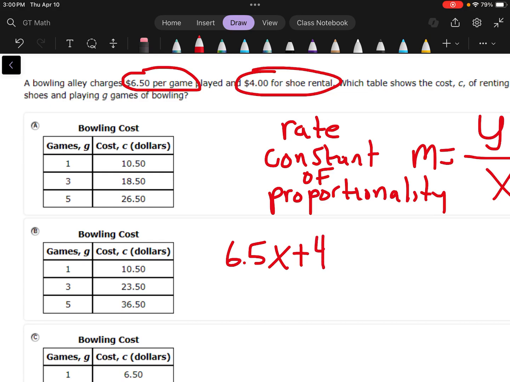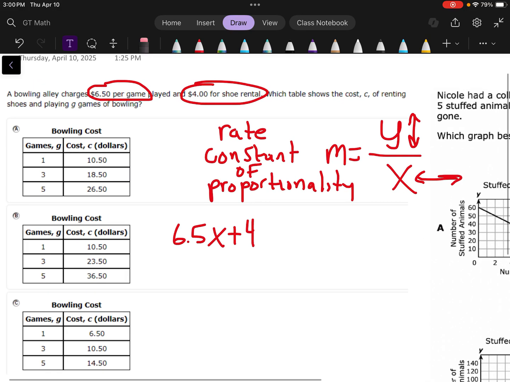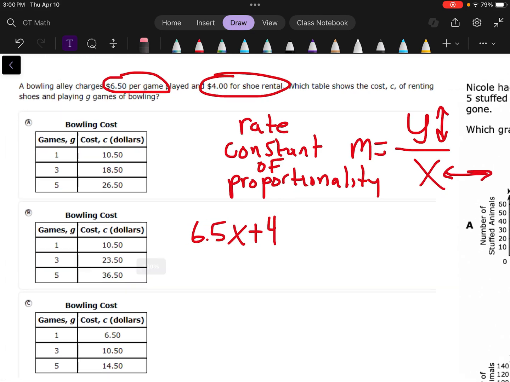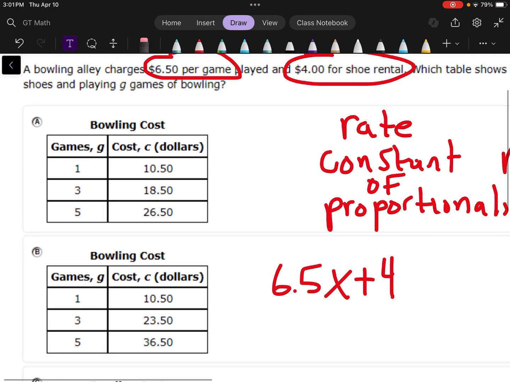So it wants to know which table shows the cost, C, of renting shoes and playing G games of bowling. Now, while they say G and C, we know that the first thing in a table is x and the second thing is y. It does not matter where it comes on the page. X always comes first when they're talking about the table, because that's how you grab points, x, comma, y.